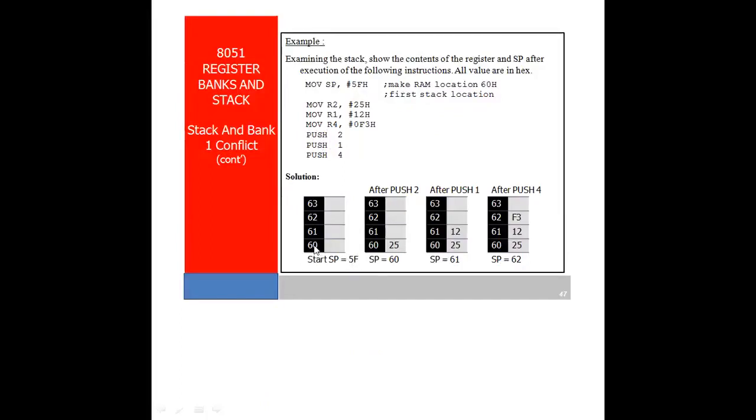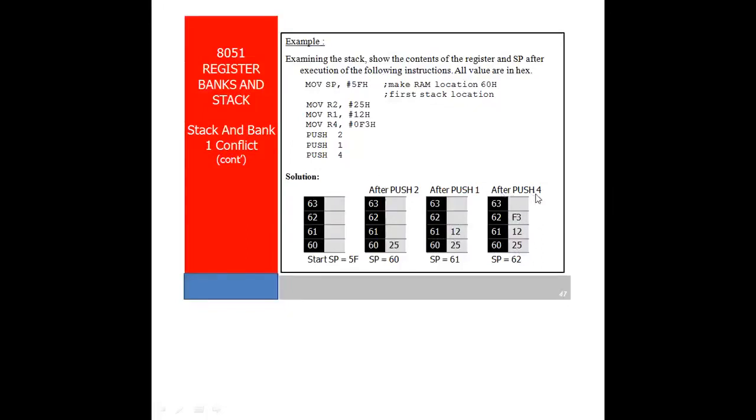So 60 is indicating the scratchpad memory location, the first location of the stack. The value 25 will be loaded inside memory location 60, so after the push 2 instruction, 25 is loaded in location 60. Similarly, for the push 1 instruction, the stack pointer will again be incremented by 1 and now indicates memory location 61, again from the scratchpad memory. The value stored in register R1 will be loaded inside memory location 61.